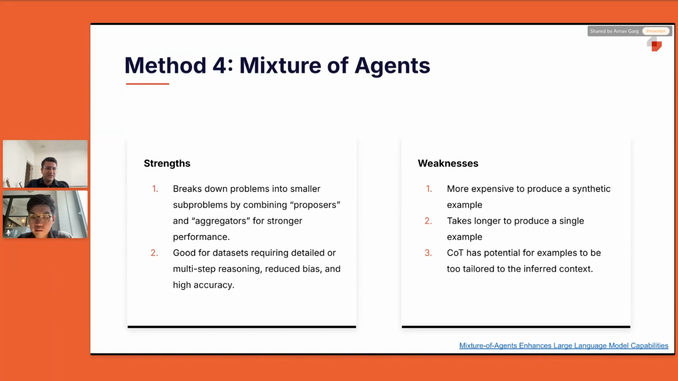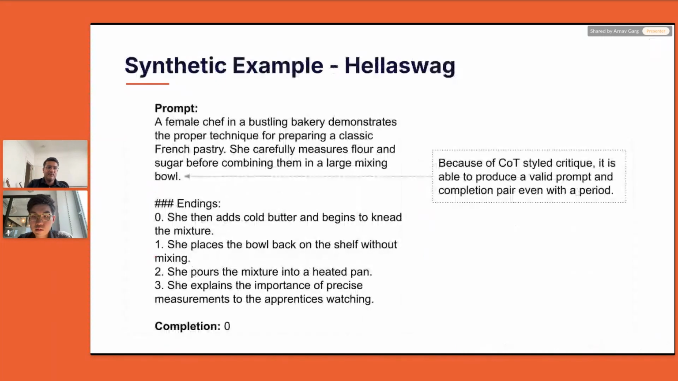And just to maybe finish this out, here's an example from this final method. The thing I wanted to call out is that earlier in one of the methods, when there was a period at the end of the context, it got all the ending suggestions wrong. But because of the chain of thought reflection process, it was able to critique itself, say that it was grammatically incorrect. Then it was able to say how it should fix things, and it did actually generate one high quality synthetic example from that same seed example at the end.